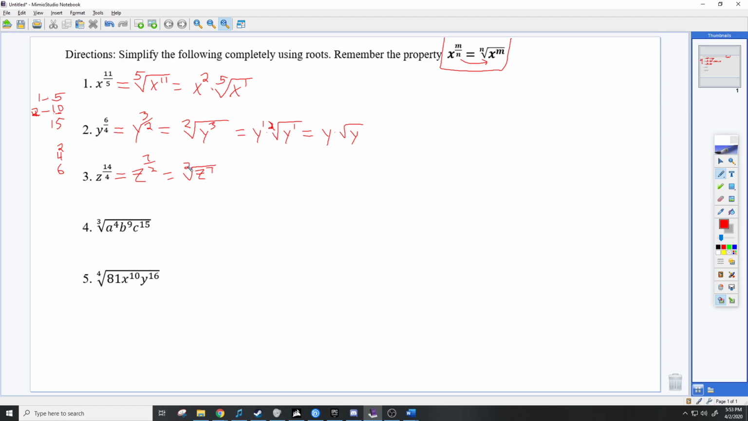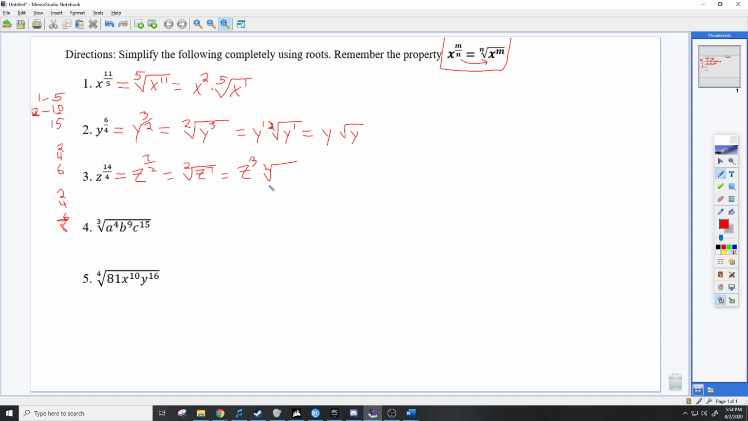Then you ask yourself, how many times does 2 go into 7? Just count by 2s. 2, 4, 6, 8. You have to stop there. So 2, 4, 6, that's 3 sets. Z to the 3rd times the square root.